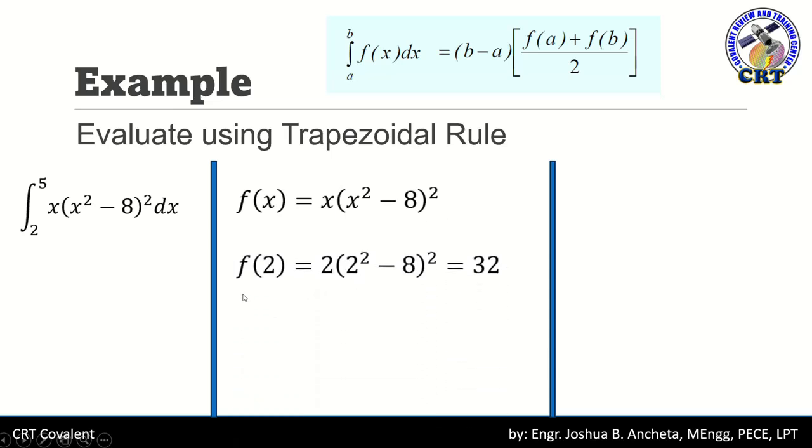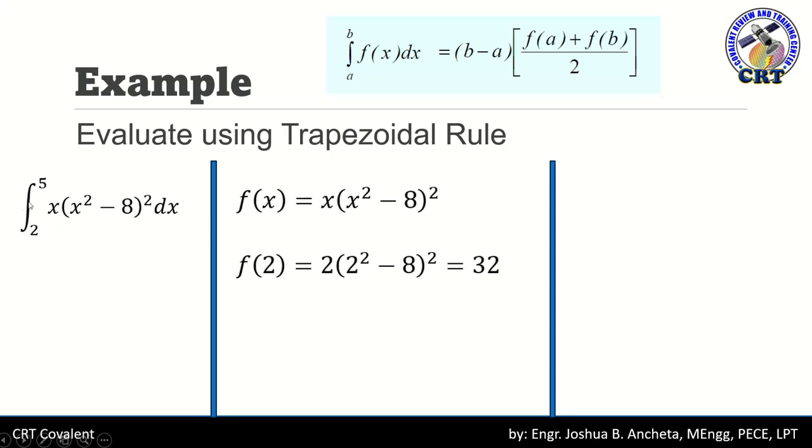And let us get the function of 2. This is the lower limit. So as you can see here, the lower limit is 2. So let us get f(2). Therefore, we have 2 times the quantity (2 squared minus 8) raised to 2. And solving for this, we have 32.